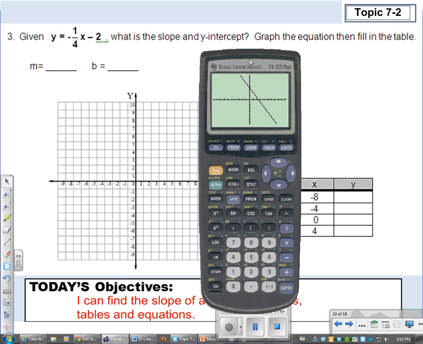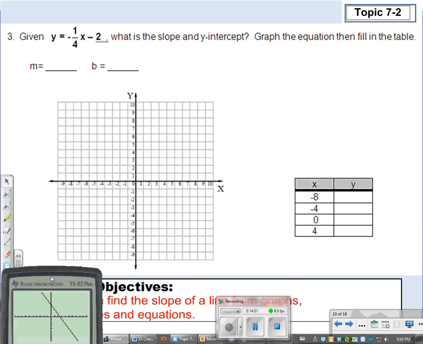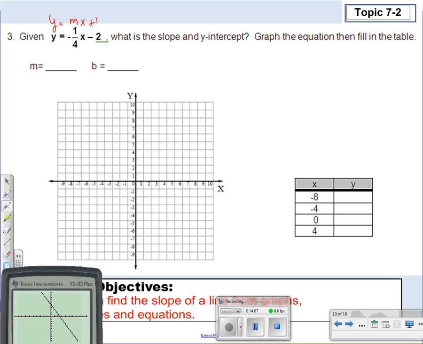Let's look at our last problem. Again, let's start off with y equals mx plus b. Write it above your equation. We're going to partner up. The number in front of the x, that's our m. This time it's -1/4.